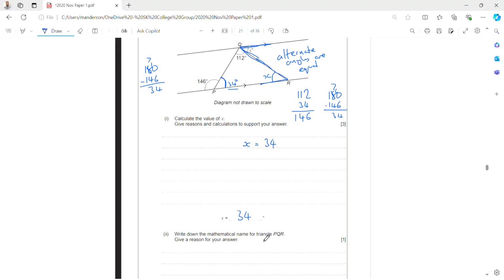Write down the mathematical name for the triangle PQR. Give a reason for your answer. Okay, so this is an isosceles triangle, and the reason I know this is it has two equal angles. If all three angles are the same, it would be equilateral. If two angles are the same, it's an isosceles, and if no angles are the same, we would call it scalene.